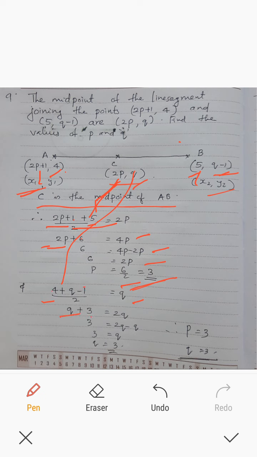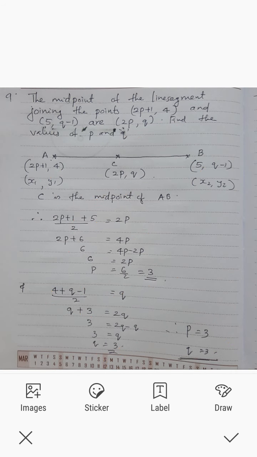q plus 3 equal to, transposing, 2q. 3 equal to 2q minus q. 3 equal to q. So q is equal to 3. So p is 3 and q is also 3. Using the midpoint formula, we have done the problem. Okay, this is another type of question.